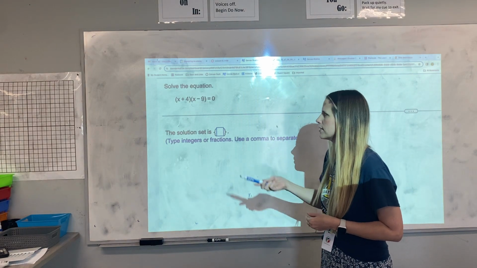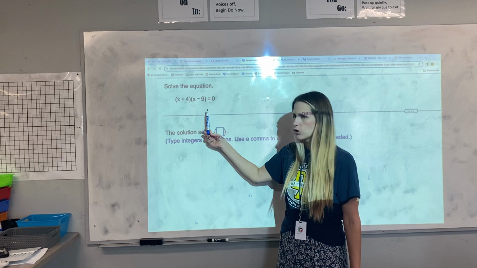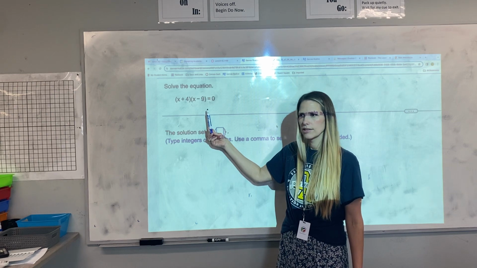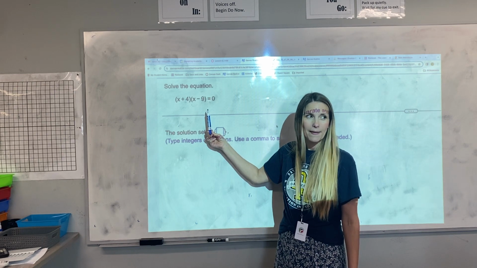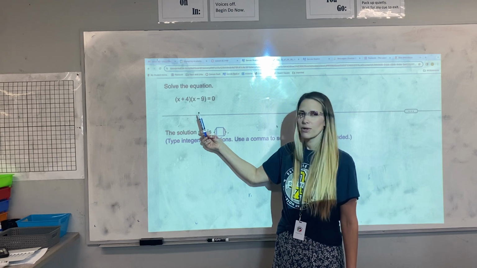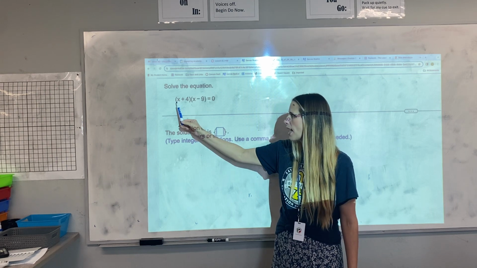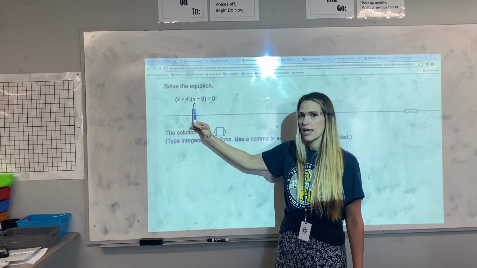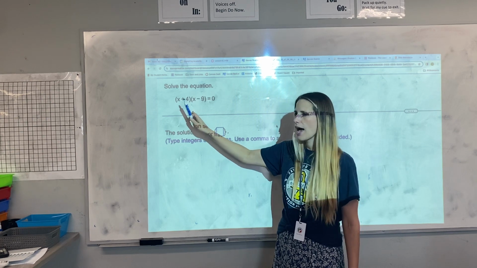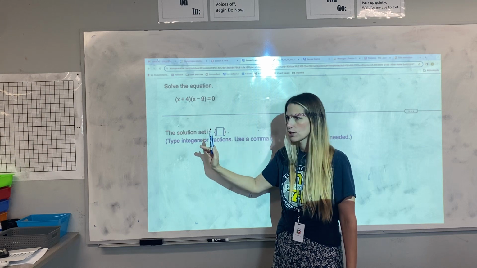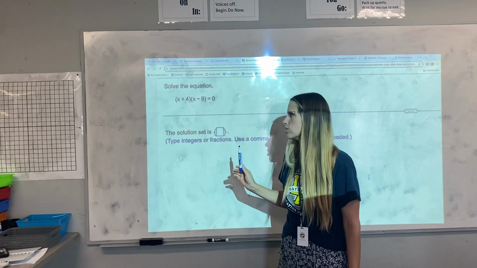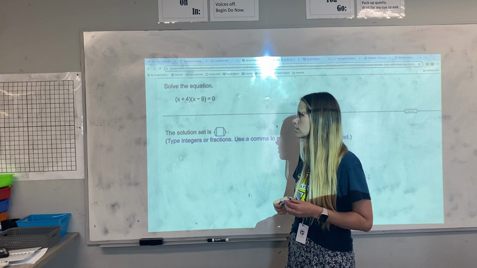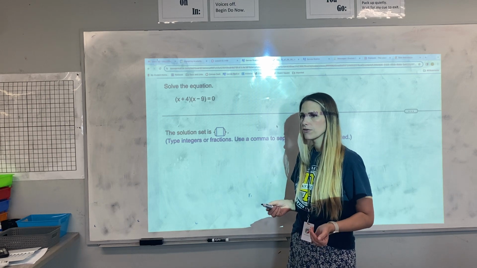So, does this have a degree of 2? I don't see any 2's. If you were to FOIL it, yeah, we would do x times x, which gives us x squared. So this is quadratic. It's just a factored quadratic equation. It's already factored for us, which makes it really easy to solve.